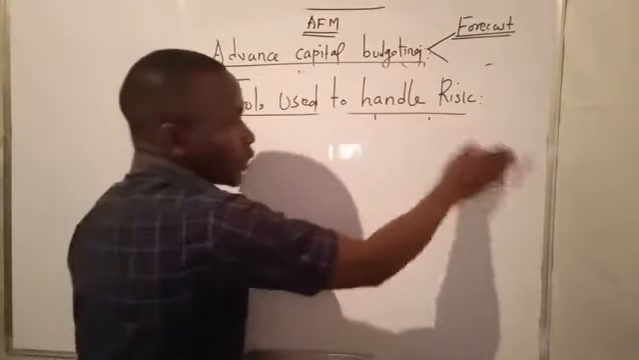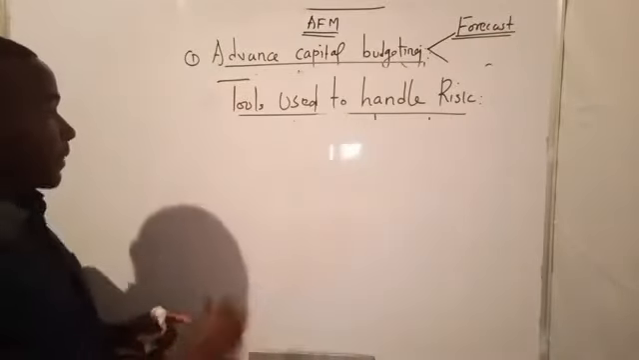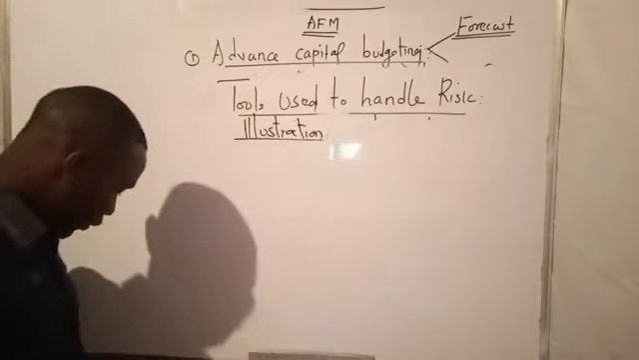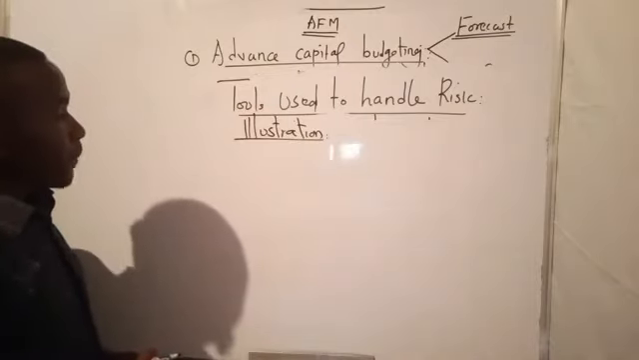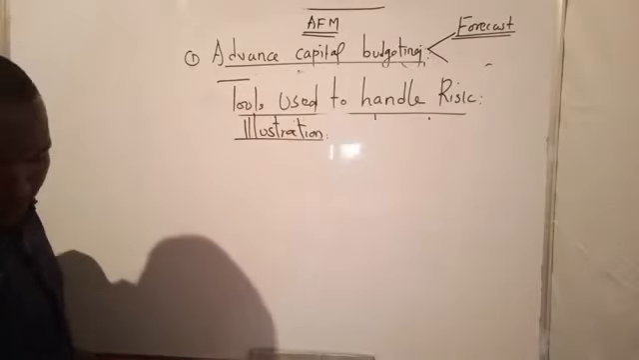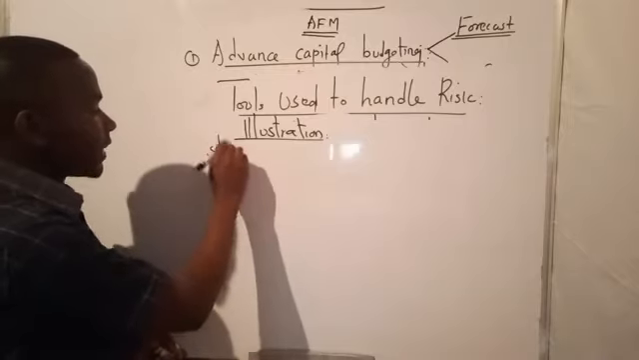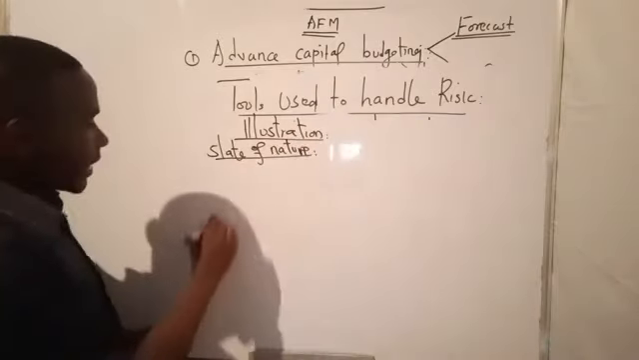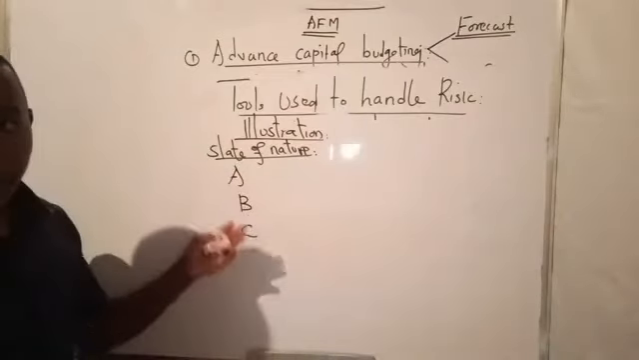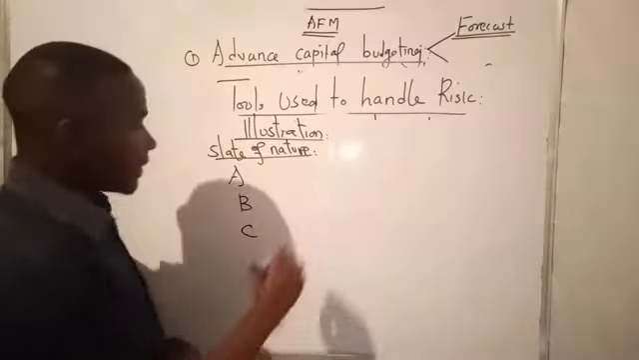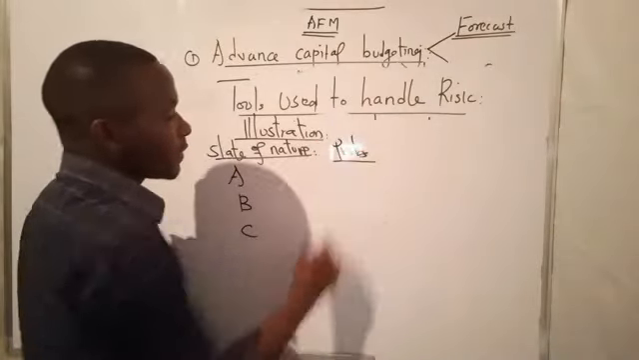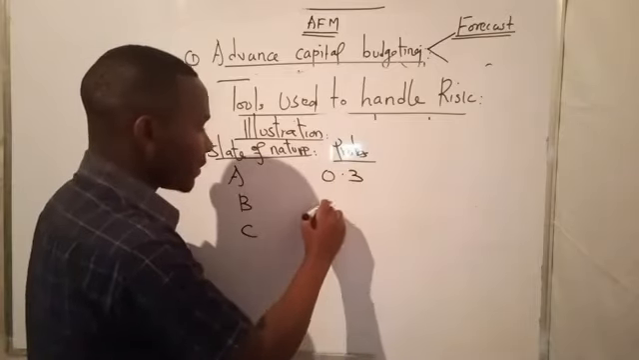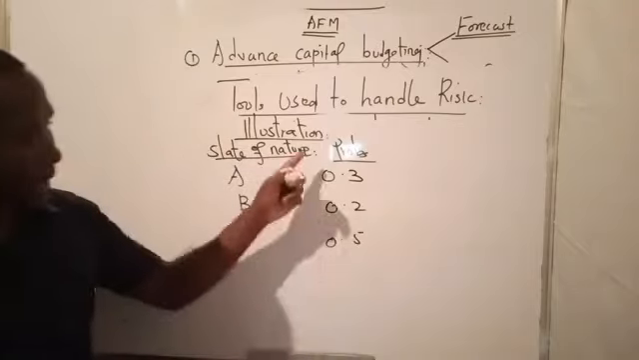Write the illustration for me. Here we have the state of nature. The states of nature are A, B, C. And then we have the probabilities, which are 0.3, 0.2, 0.5. So the probabilities add up to 1.